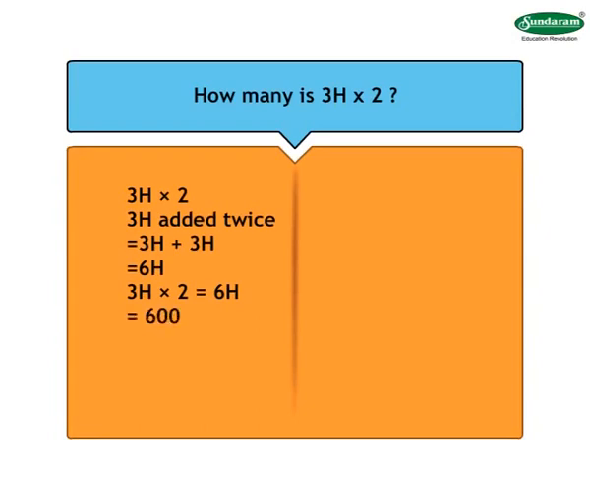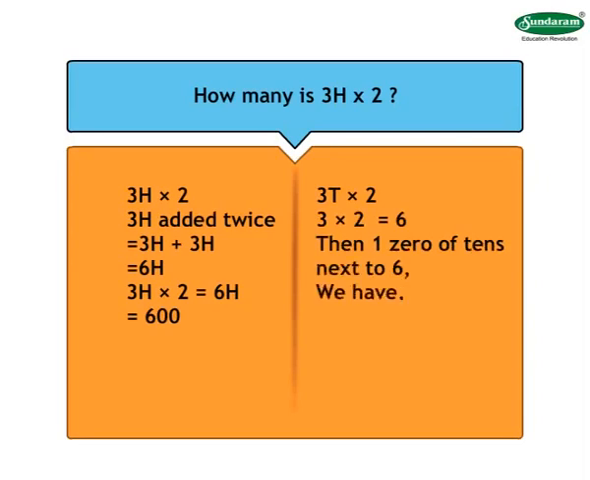In short, in the first example above, that is 3 tens into 2, just multiply 3 into 2, which is equal to 6, and then place 1 zero of tens next to 6, and then you have 3 tens into 2 is equal to 60.